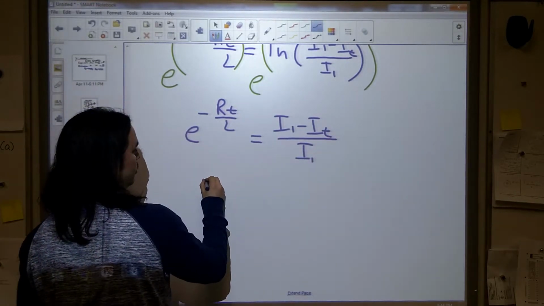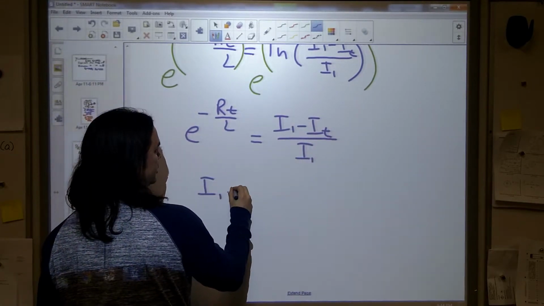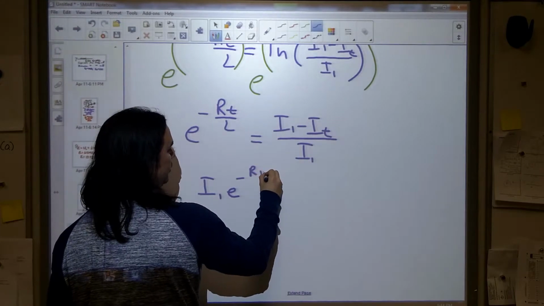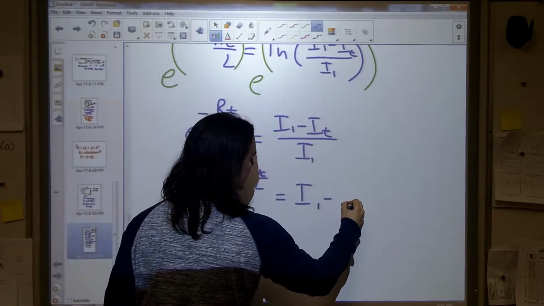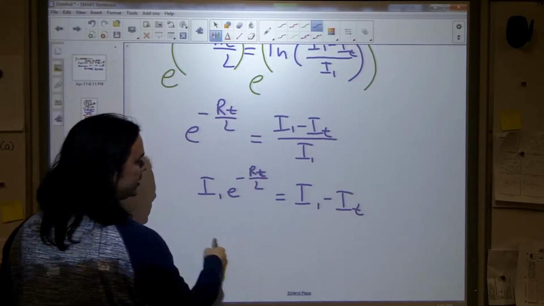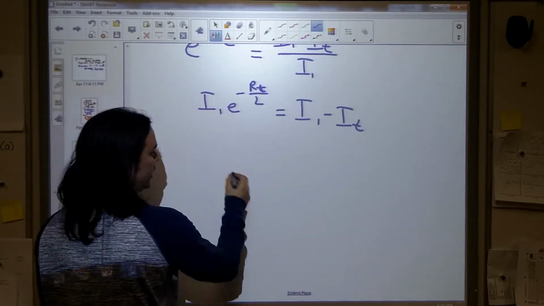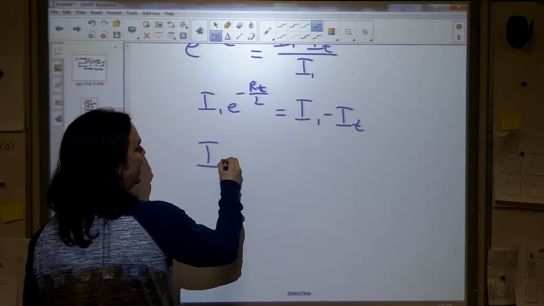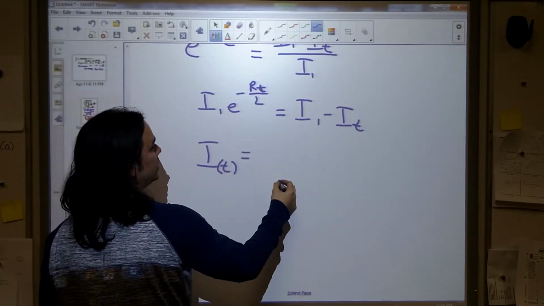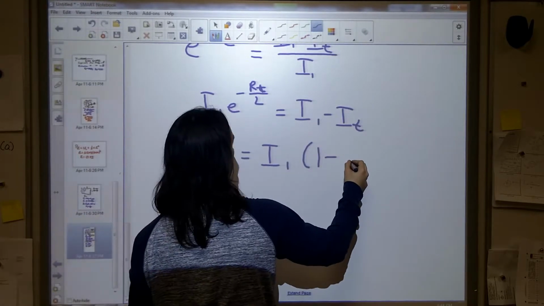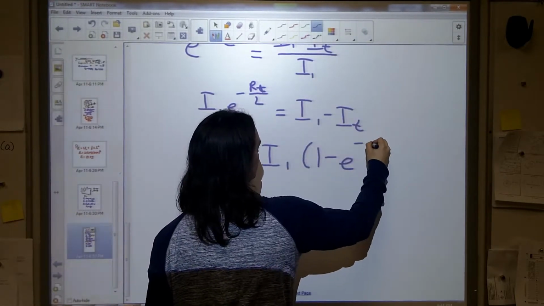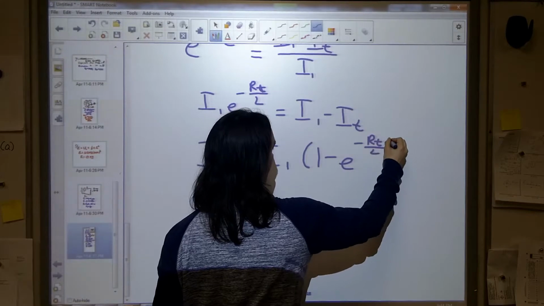I'm going to multiply this over, and we end up with I final times e raised to the negative Rt over L equals I final minus I t. I'm going to add this over here and subtract that over there, and we get our final answer. I, as a function of t, is going to be equal to I final times 1 minus e raised to the negative Rt over L.